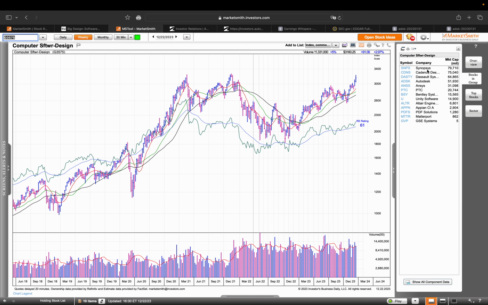So, Synopsys, Cadence, this is the group whose competitor, Autodesk, is right here, 51 billion. Dassault is 64 billion, even bigger than Autodesk. And PTC is 20 billion, a smaller one. Bentley as well, 15 billion. So, okay, in this group ranking, Autodesk is the second biggest after Dassault, right?